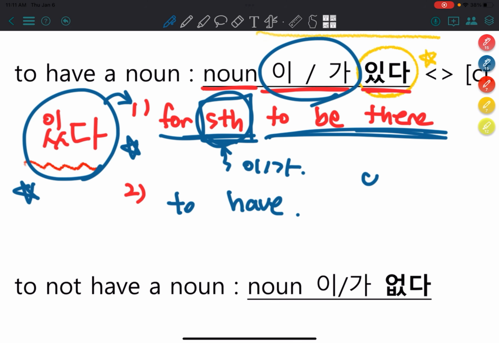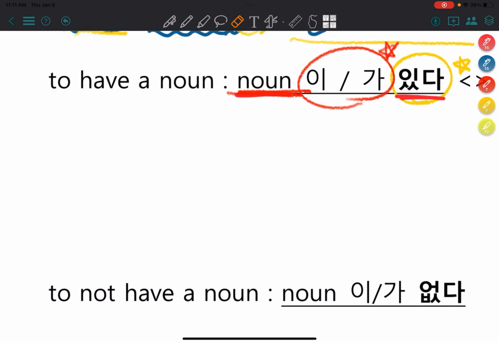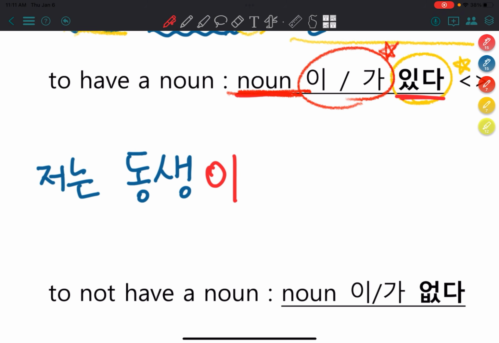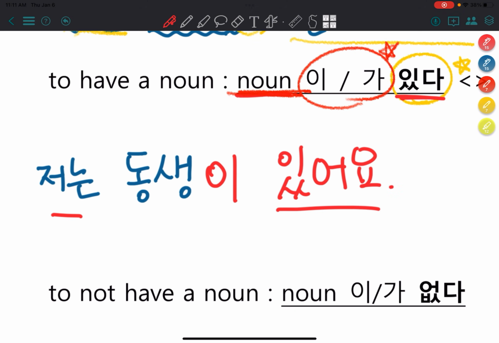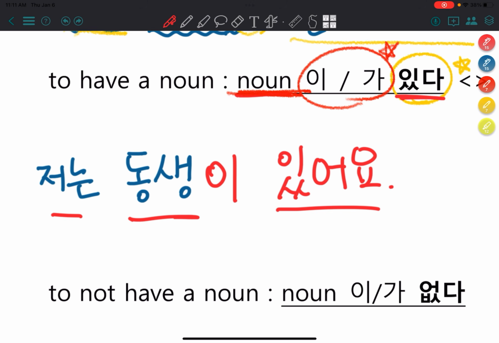subject marker, not 을. So if you want to say, I have a younger sibling, you can say 저는 동생, which means a younger sibling, 동생이 있어요. I have a younger sibling. Literally, as for me, there is a 동생. There's a younger sibling. So it extends to I have a younger sibling. You cannot say 동생을 있어요.